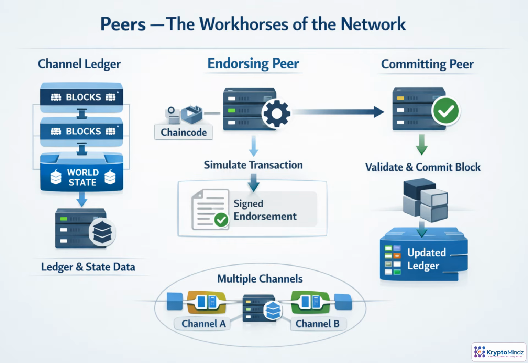Peers are where much of Fabric's work happens. A peer can maintain a channel ledger, including the full block history and the current world state. As an endorser, it runs chaincode to simulate a proposed transaction and signs the result. After ordering, committing peers validate blocks, apply valid transactions, and update the ledger. The same peer can play different roles on different channels, depending on how the network is configured.